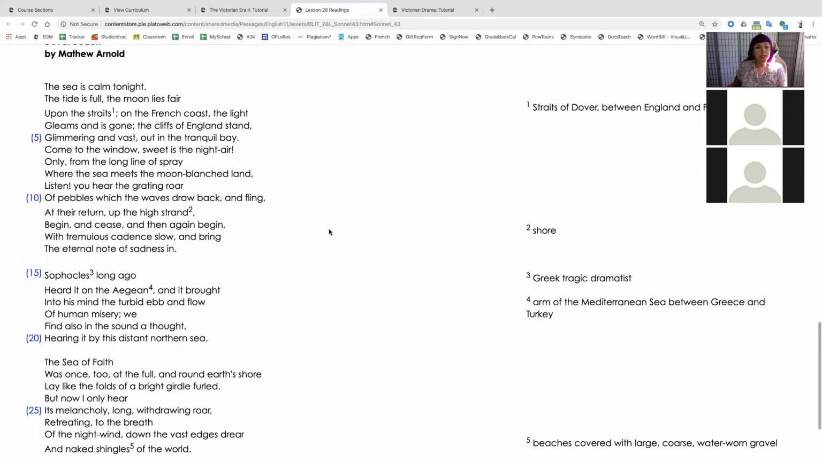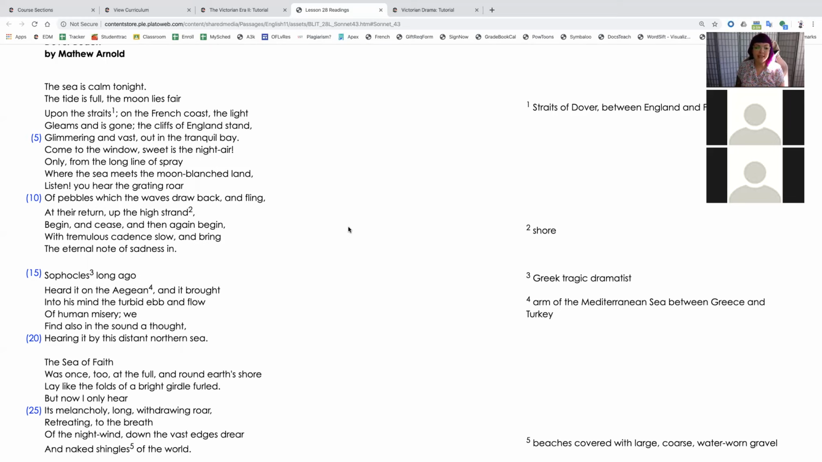The sea is calm tonight. The tide is full, the moon lies fair upon the straits. On the French coast the light gleams and is gone. The cliffs of England stand, glimmering and vast, out in the tranquil bay. Come to the window, sweet is the night air. Only, from the long line of spray where the sea meets the moon-blanched land, listen, you hear the grating roar of pebbles which the waves draw back, and fling, at their return, up the high strand, begin, and cease, and then again begin, with tremulous cadence slow, and bring the eternal note of sadness in.